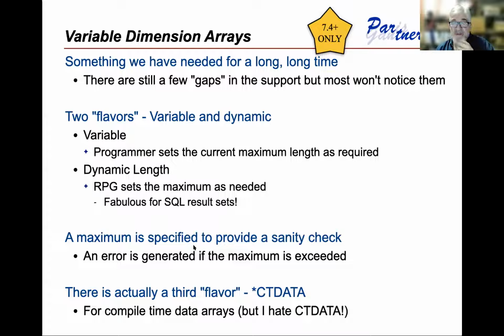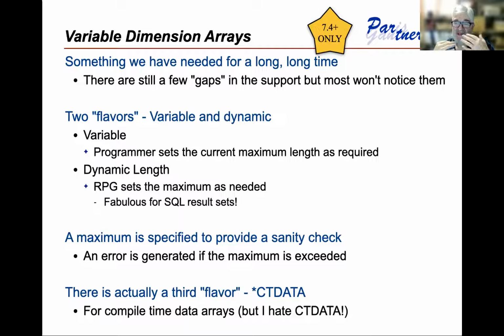You do provide a maximum, and this is to provide a sanity check. Basically, it's just saying, my original guess was 900 elements. Hey, I'm going to allow for 2,000. But if it ever gets to 10,000, there's something logically seriously wrong, either with my program or the data, right? So it's a sanity check.